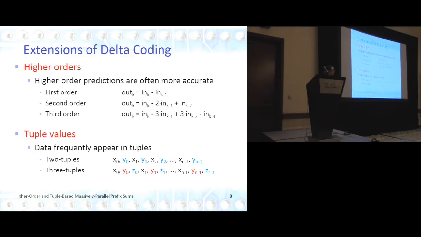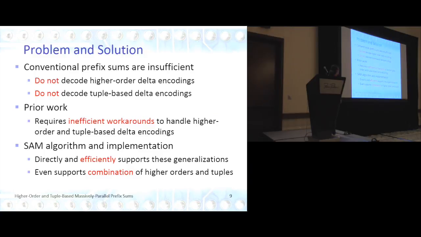So that's important to compute, to work on each tuple separately. The problem here is that the conventional prefix sum that we have is not good enough to compute this higher order and tuple-based values that we just saw. And all these libraries that support Prefix-Sum are not sufficient to work on this higher order and tuple-based. So our solution for this problem is SAM.